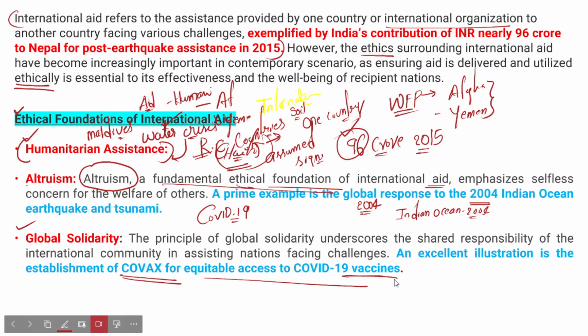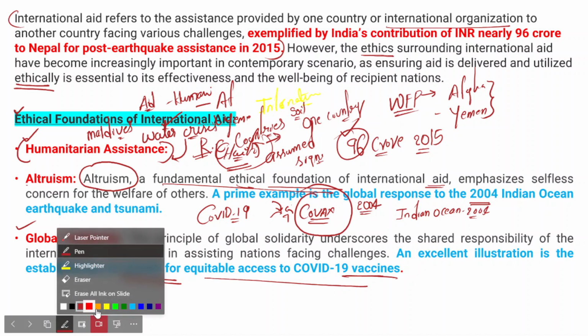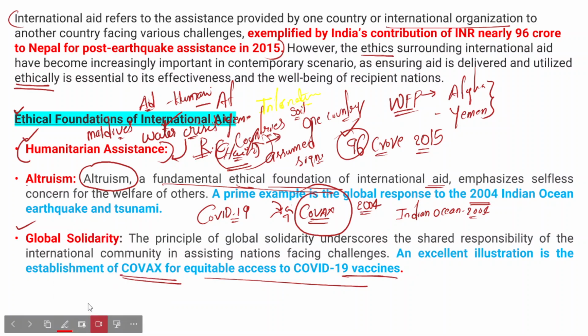Because of this reason, the entire world came together and established the COVAX facility. The COVAX facility ensures equitable access to vaccines for all countries, whether rich or poor, whether they have adequate logistics, whether they are able to manufacture these vaccines or not. Irrespective of all these factors, all countries have come together. So this is the next logical foundation of international aid.